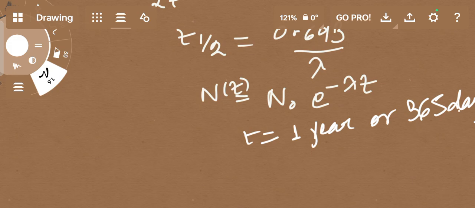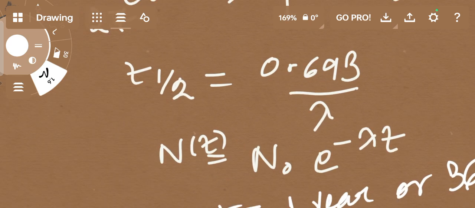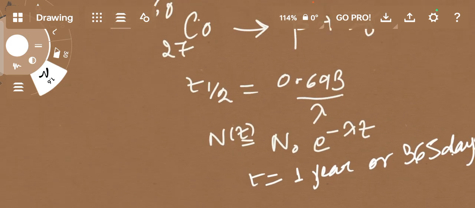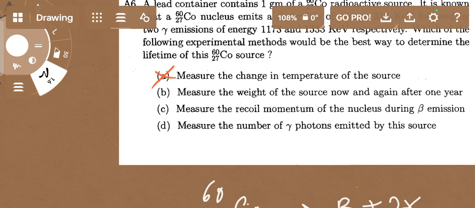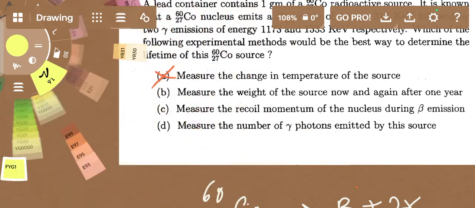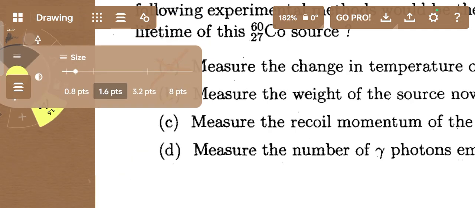So after 1 year you measure the number of particles, so you will get N. Now you already have N0, that is, 1 gram of cobalt is given. So from there you have Avogadro number by weight, find the number of moles, so you get N0, and the only unknown term is lambda. So you will get lambda like that. If you get lambda, then you can easily get T half, which is the half-life, and if you get half-life, multiply by 2, you will get total lifetime. So this is the correct option as it looks for now. Let us check for some other options and see what they are telling us.